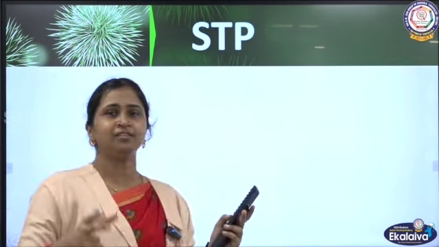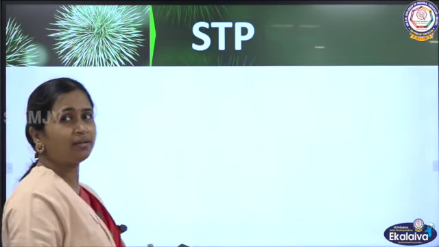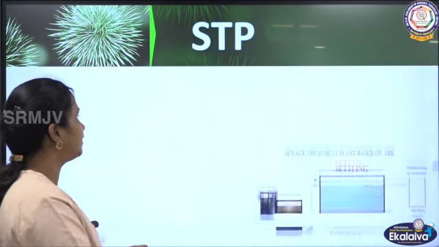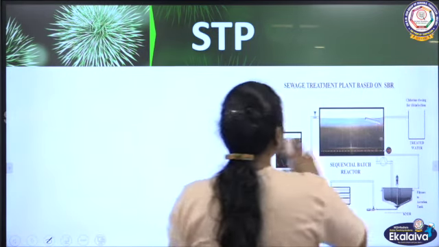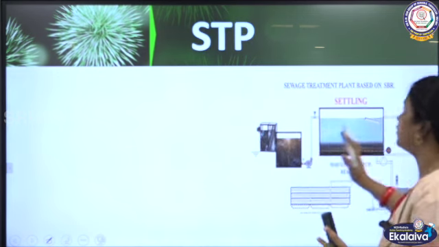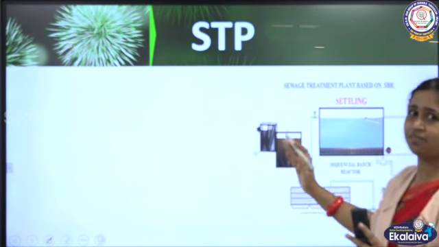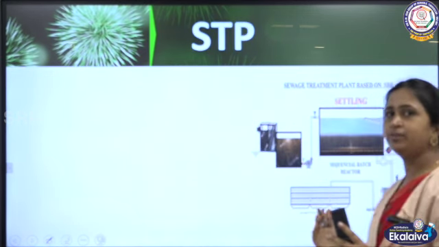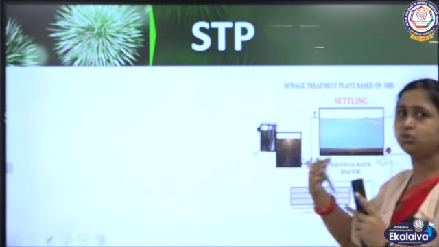STP: we are going to treat the sewage, and the plant you call as sewage treatment plant. You can see the sewage treatment plant here. This is the plant setup, and it is going to have 2 different steps. One is the primary treatment, another one secondary treatment. We are going to treat in 2 different ways.